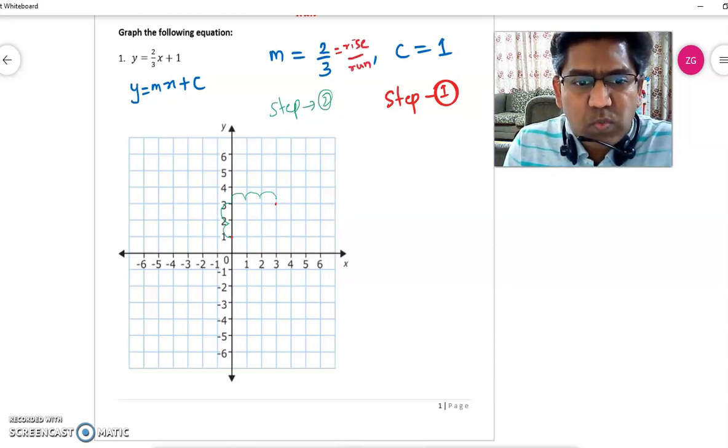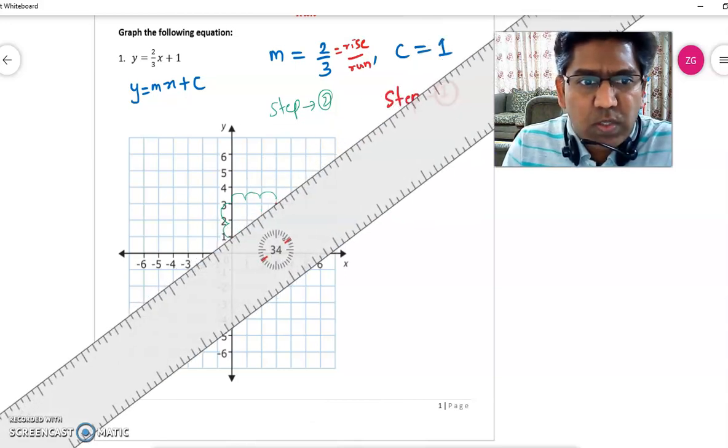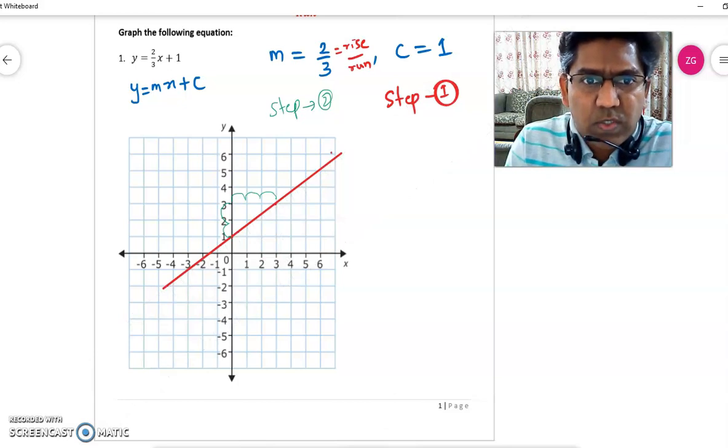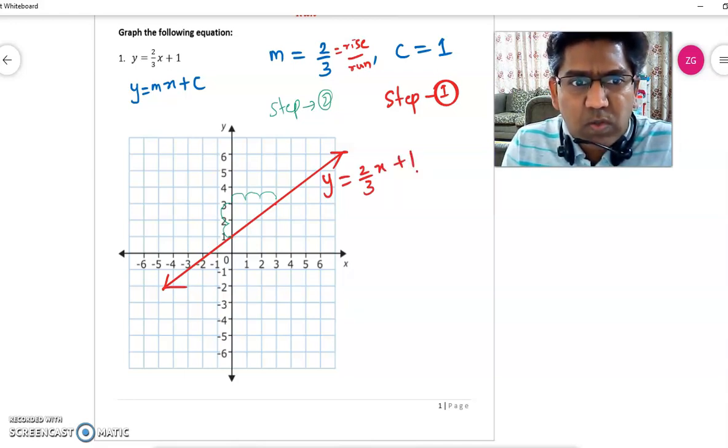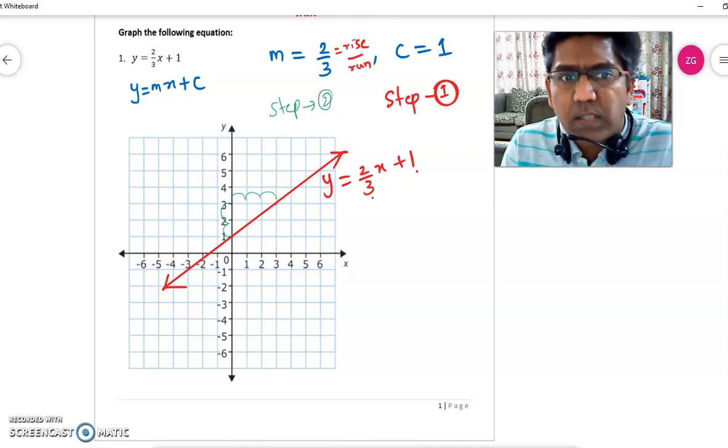So, you rise by 2 and run by 3. Once you get these 2 points, you can use your ruler, join the 2 points, and you get your required graph. So, the equation of this line is y equal to 2 upon 3x plus 1. You can see in the graph, it is passing through point 1 and the slope is 2 by 3. So, it rises by 2 and runs by 3.